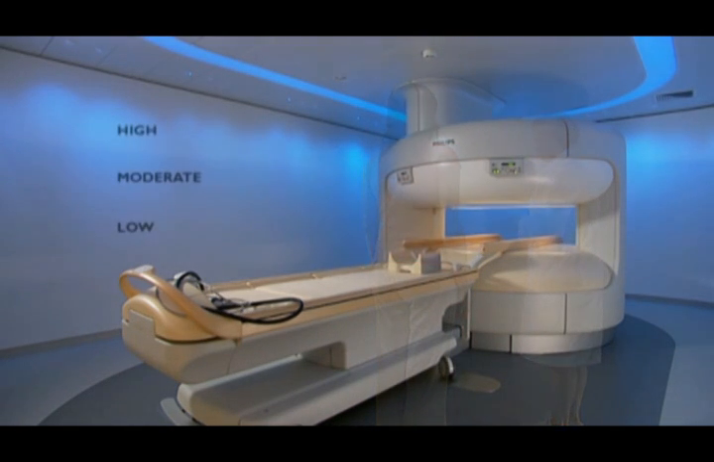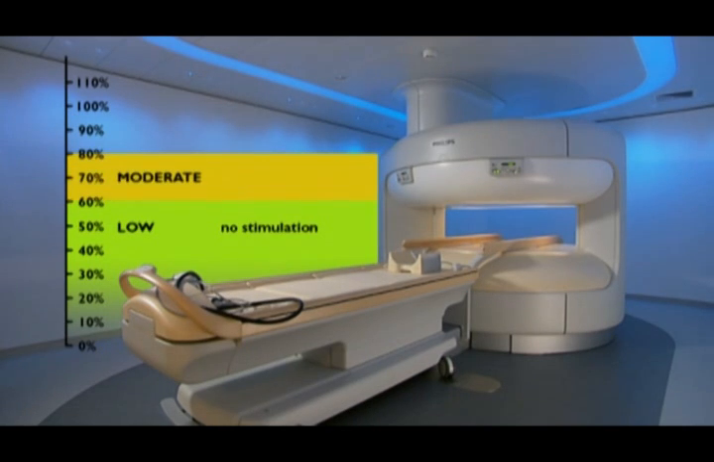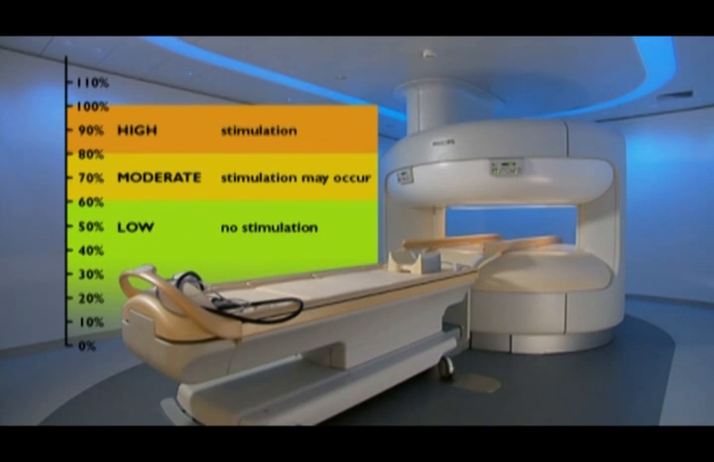Philips MR scanners have 3 levels for the gradient output, related to the mean threshold level for peripheral nerve stimulation in patients. Below 60% of the mean threshold level, low, no peripheral nerve stimulation is to be expected. Up to 80%, moderate, peripheral nerve stimulation may occur. From 80% up to 100%, high, peripheral nerve stimulation is more likely to occur and in very exceptional cases can even be painful. Scanning at levels above 100% of the mean threshold level is not possible.